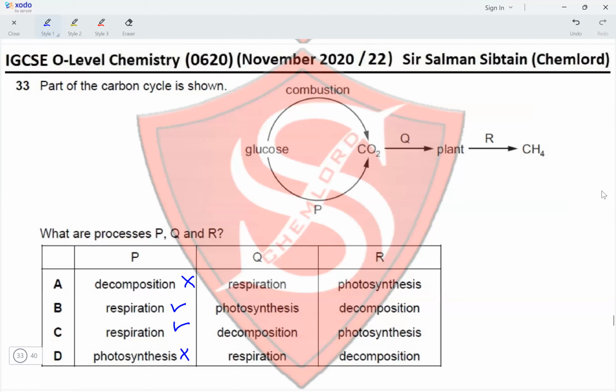So options A and D are eliminated. We will carry on with options B and C. Next, Q. Q is the process of CO2 going into plants. So this is photosynthesis. Photosynthesis is correct, decomposition is incorrect, eliminating option C. And finally, plants upon decomposition produce methane. So option B is the correct option for this question.